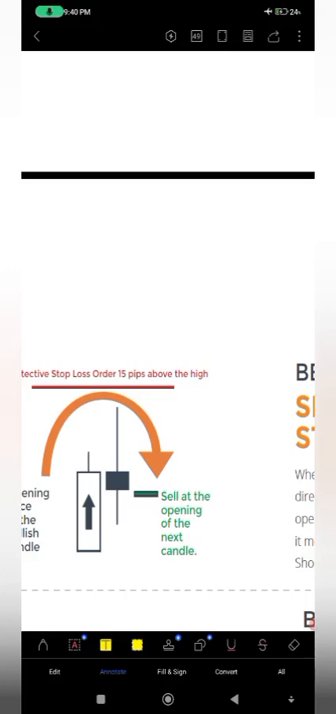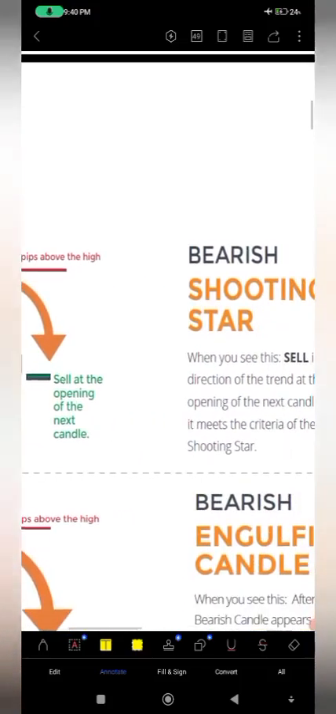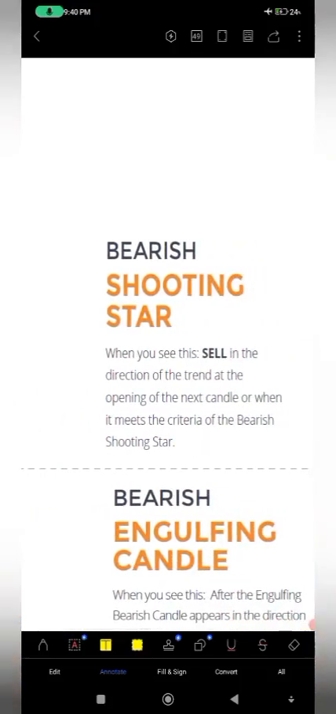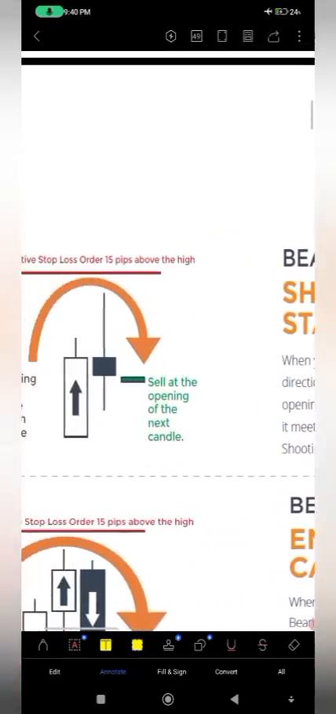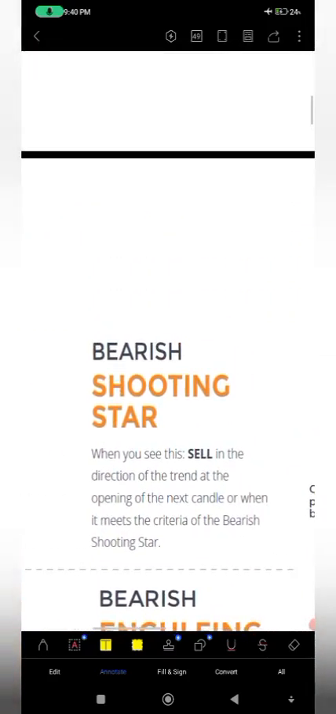So once you see a candle pattern as such, you should know that this is actually a bearish shooting star, and in a bearish shooting star you look for a sell. So when you see this, sell in the direction of the trend at the opening of the next candle, or when it meets the criteria of the bearish shooting star. So once it meets the criteria, or it is the opening of another candlestick, you can actually sell to make profit.